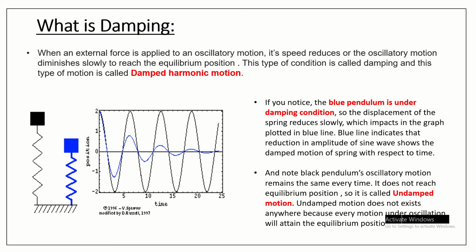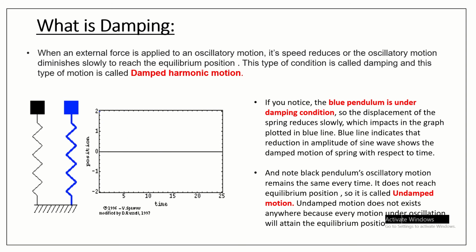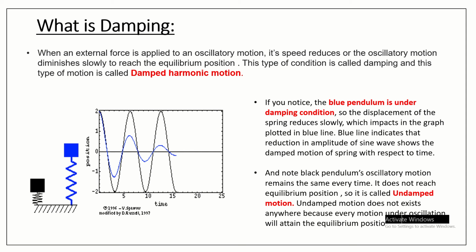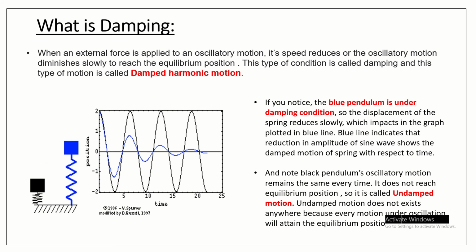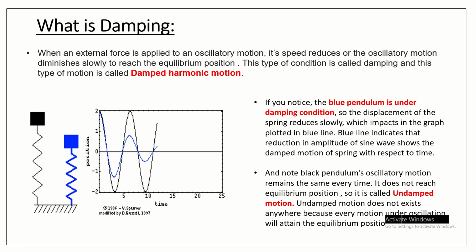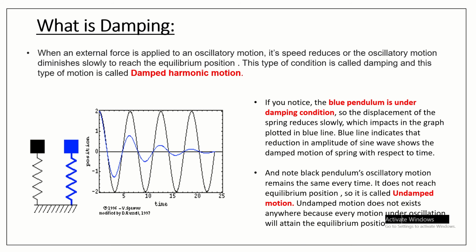Let's get into a concept called damping. Now think like this: when an object is already in a harmonic condition, giving an opposite force may slow down the movement of the object and will make it attain the resting position after some time. This condition of an object already in harmonic motion and reducing its speed to attain the zero position by giving an external force is called damped harmonic motion.